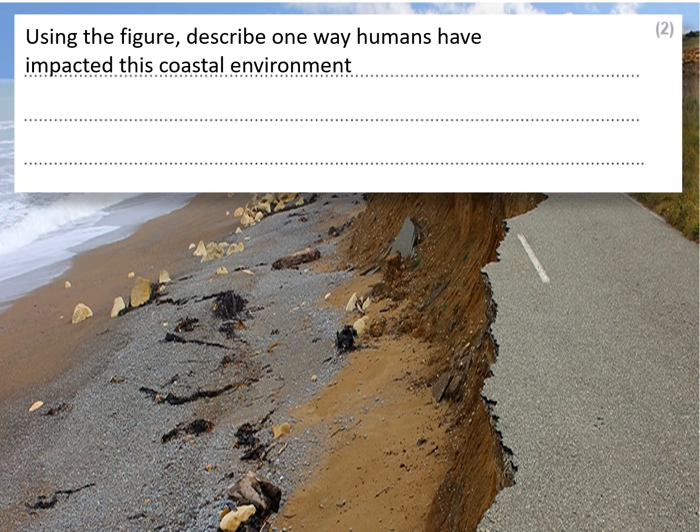Next one, study this carefully and describe one way humans have impacted this coastal environment. And the clue is what's going on here. Pause the video now.